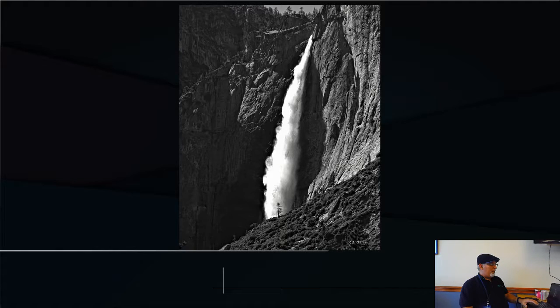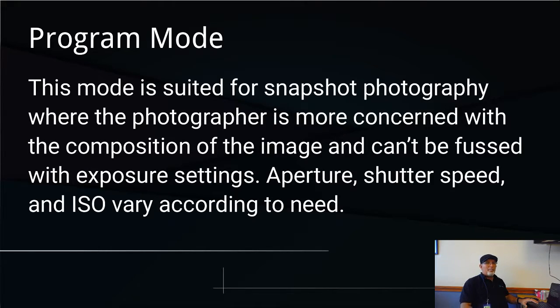Now, program mode, and it sounds like I'm poo-pooing program mode, and I'm not. There's a time and place for all these things. This is great if you want to do snapshot photography. Basically, I'm seeing stuff, I want to take pictures of it, and I don't want to have to worry about the exposure that much. I'm more worried about composing the photograph. I'm just going to let the camera do all the work. So if you want to concentrate on your compositional skills and not worry about the exposure, you put it in program mode and let it do the work, and then you just worry about the composition.